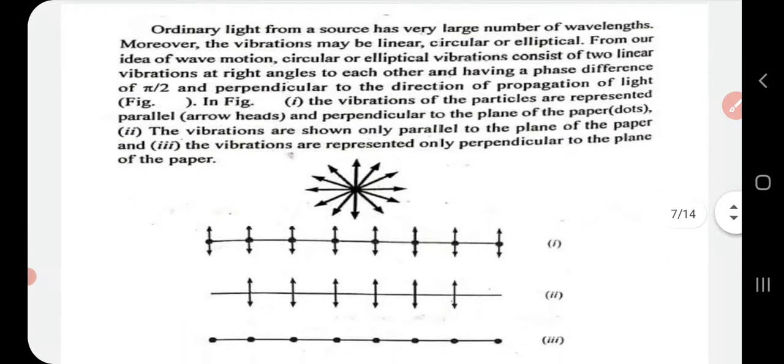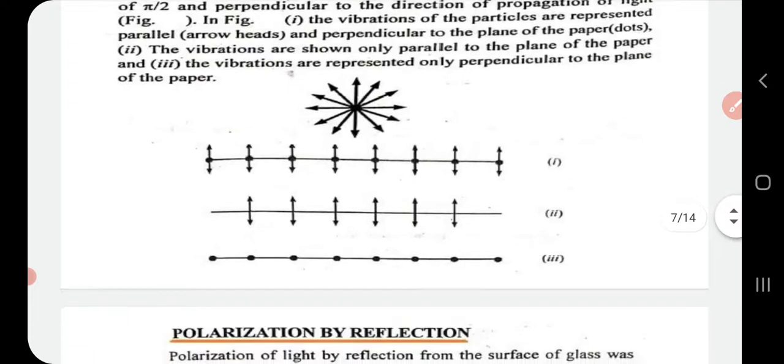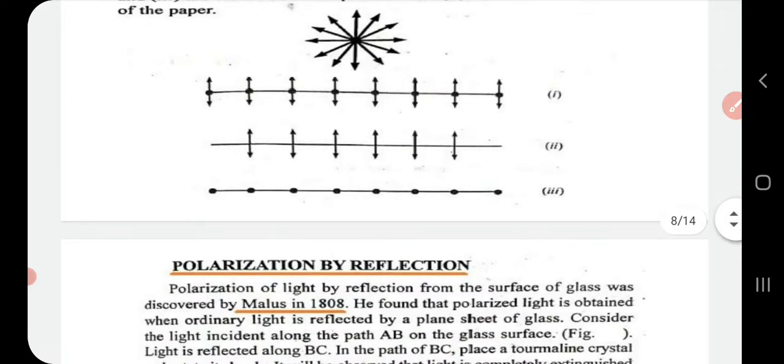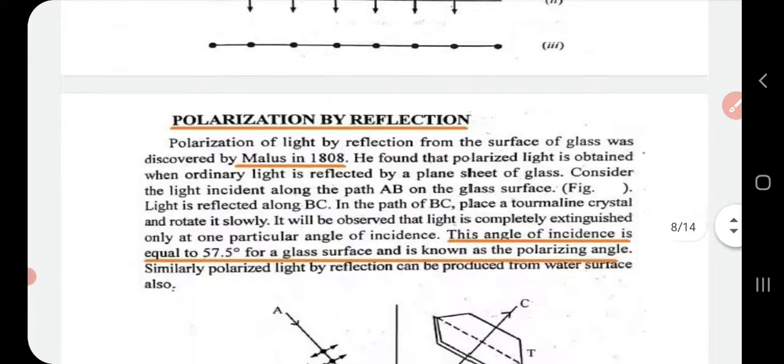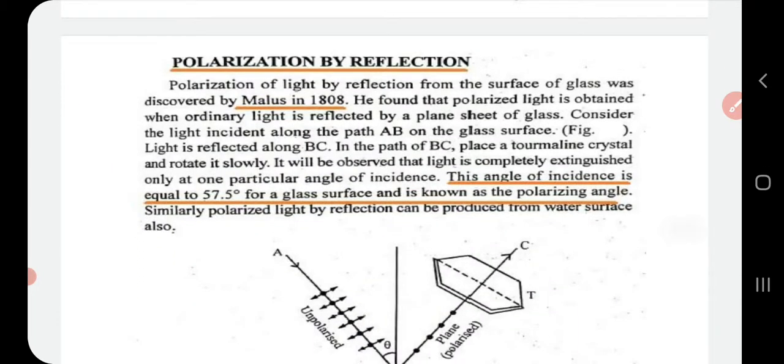See, these are the various types of representation. The first one actually shows unpolarized light, that is, particles vibrate in all directions. The second one also represents the same. Now the last one actually represents plane polarized light, that is, the vibrations of particles are confined to a plane. Now polarization can be produced by various means. Today we will learn about polarization by reflection and then polarization by refraction.